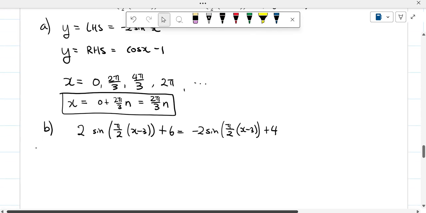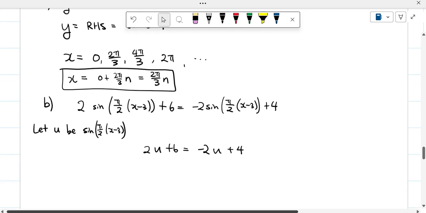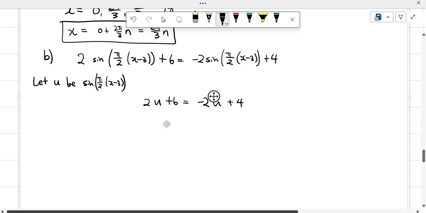So the first step I'm going to do is get rid of that awful looking sine of something. I don't want to see that. So I'm going to represent u to be sine of pi over 2 times x minus 3. So now my equation looks much simpler: 2u plus 6 is equal to -2u plus 4. Now we simply solve this equation for u.